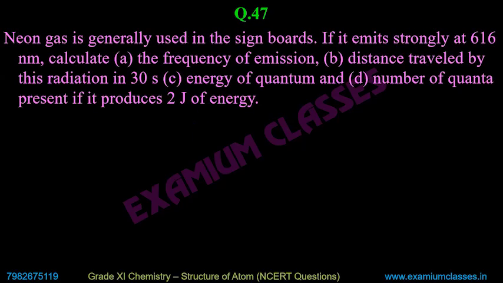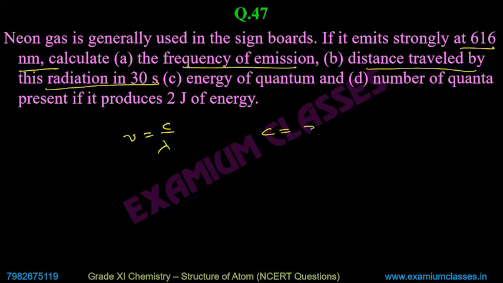Next, neon gas is generally used in signboards; it emits strongly at 616 nanometer. Calculate the frequency of emission. Wavelength is given, so frequency you can calculate: nu is equal to c by lambda. Distance traveled by radiation in 30 seconds: you know the velocity of light c is equal to 3 into 10 to the power 8, so in 1 second this much, in 30 seconds, 30 into this. This is mathematics only.